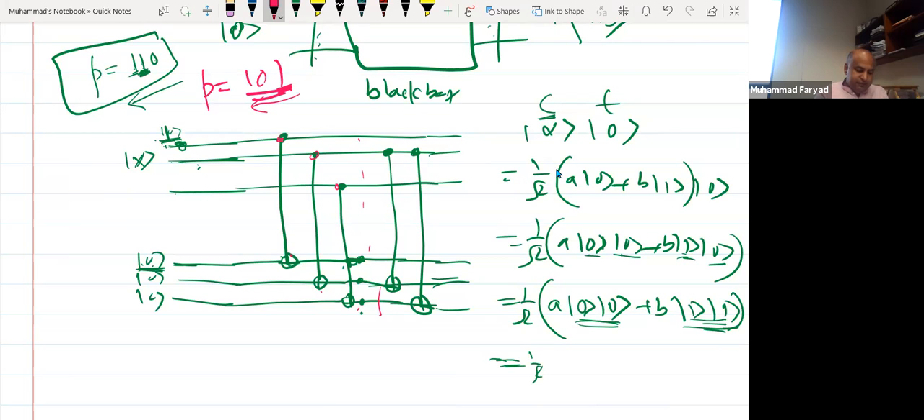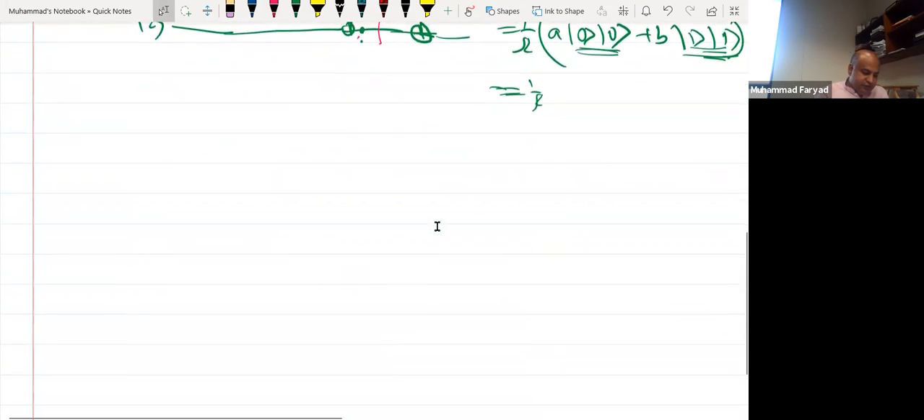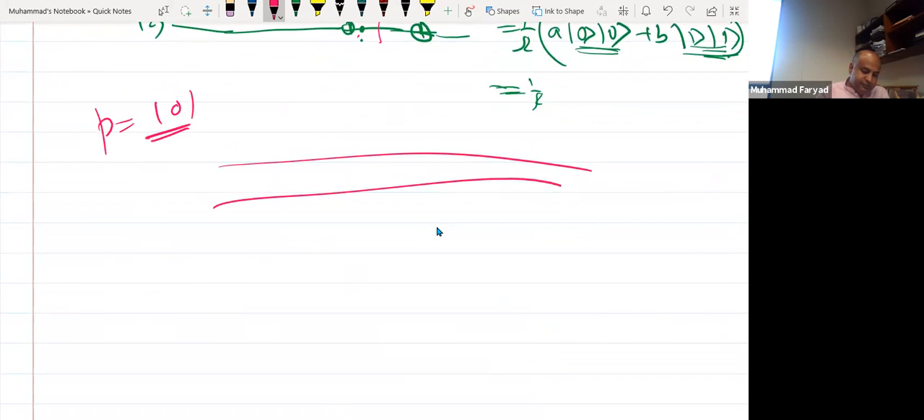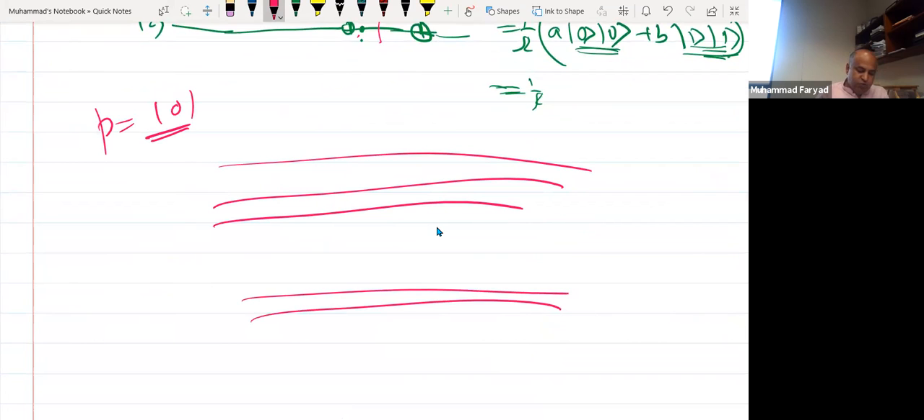And then you stop here, and with respect to this one, you implement a C naught over here and a C naught over here. Let me make another circuit for this, I think that would be cleaner. So for P 101, these are the first three working qubits and the ancilla qubit. So this C naught is always going to be there. This is going to be there. So these C naughts are there.